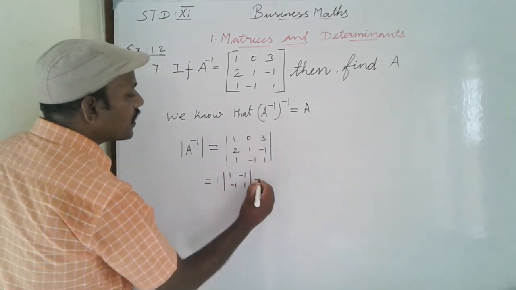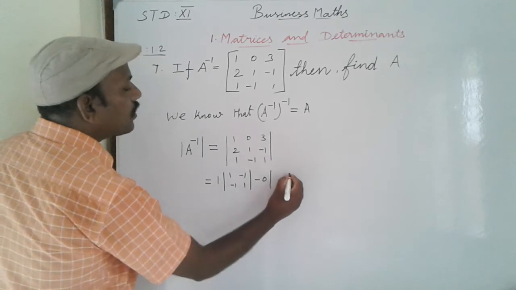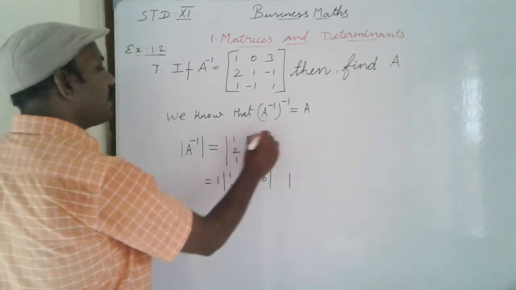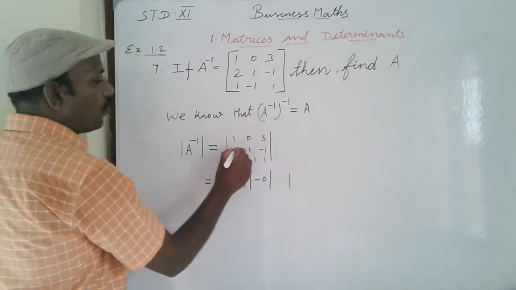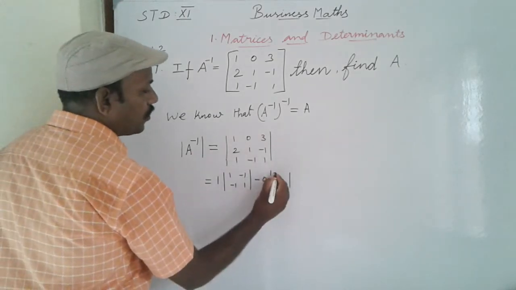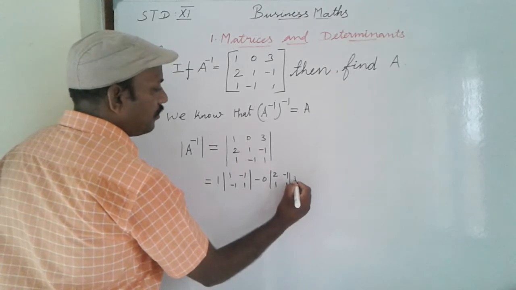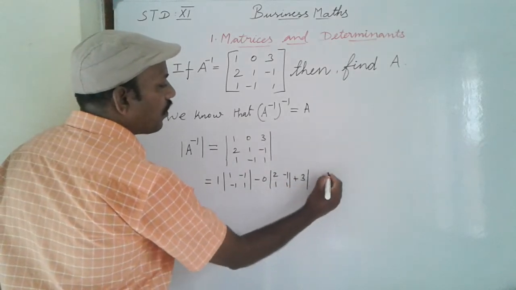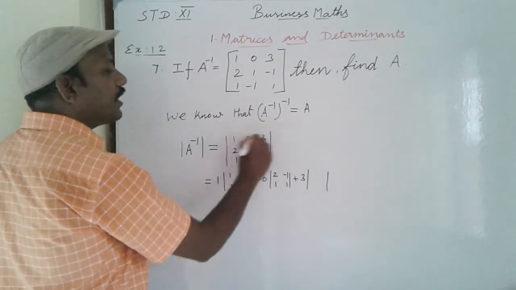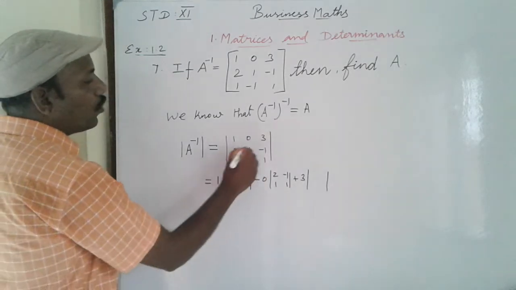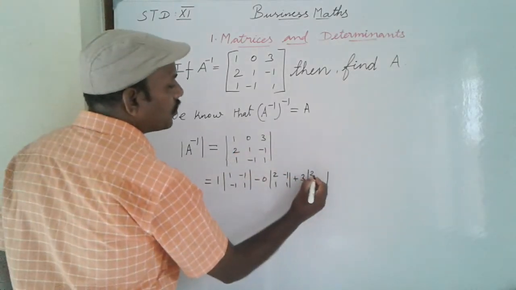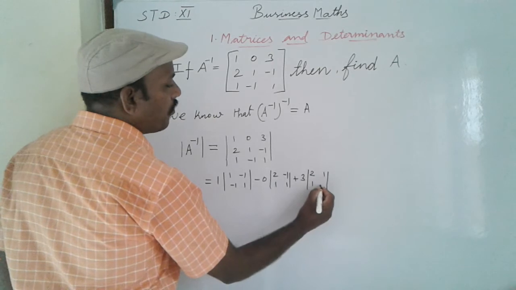Next minus 0, times the determinant with its row and column eliminated: 2 minus 1, 1 1. Plus 3, times the determinant with its row and column eliminated: 2 1, 1 minus 1.